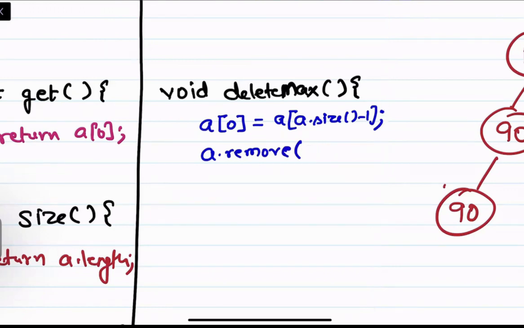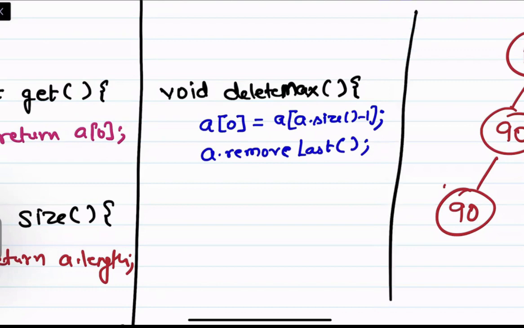Usually, lists sometimes give a remove last function. Like in C++, vector has pop back, Python has pop. So let's say remove last, we'll just get rid of the last, and it will also change the size.